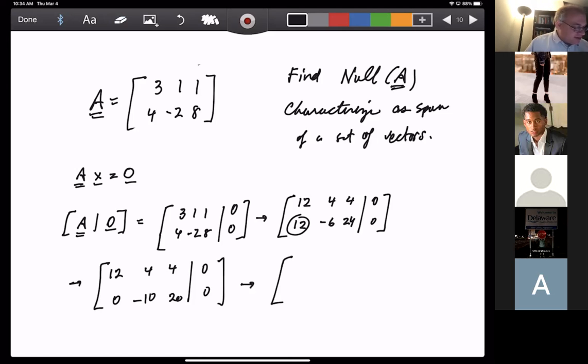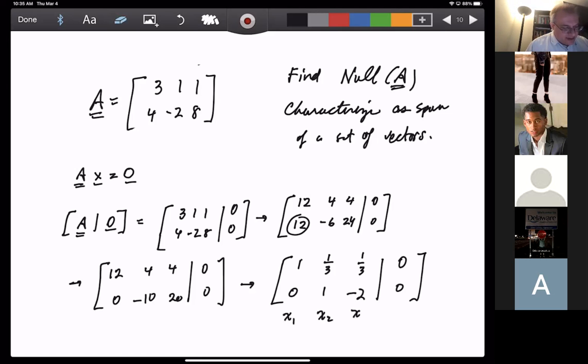And now let's make my pivots. The top row I'm going to multiply through by 1/12, so 4/12 is 1/3. The second row I'm going to multiply through by -1/10. So I've got two pivots. This is the column for x1, this is the column for x2, this is the column for x3. I'm going to have one free variable. x3 is going to be my free variable.